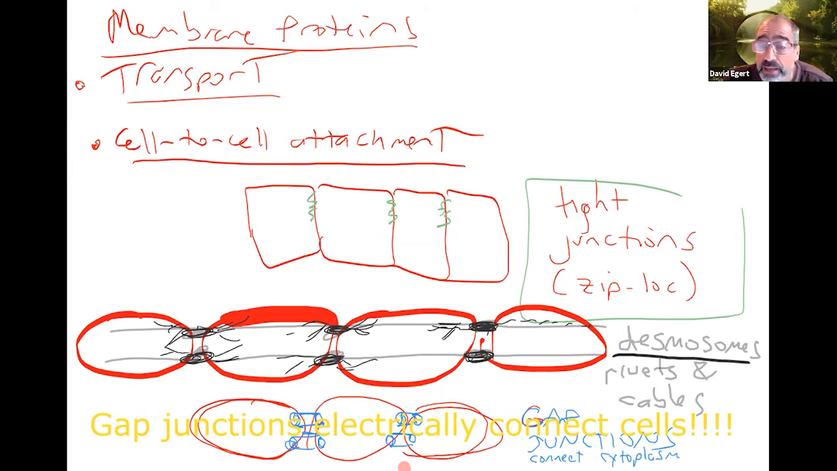You excite one, you excite all its neighbors. They're all electrically connected. There's also going to be some gap junctions in the neurons as well, although we're going to see more synaptic transmission rather than electrical synapses in that case. But whenever you see gap junctions, you should think about electrical connections. If you electrically excite one cell, all the cells that are electrically connected are going to be excited as well, because they're all kind of like little wires connecting them all together. So these are the cell-to-cell attachments that you need to know about.